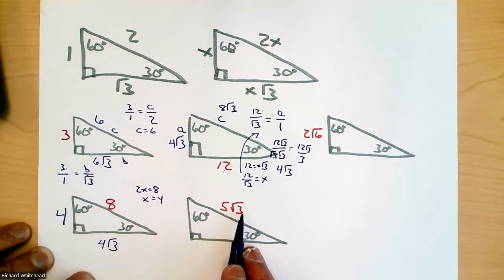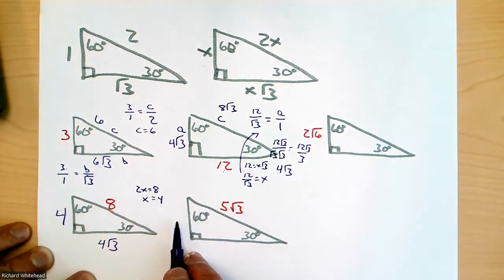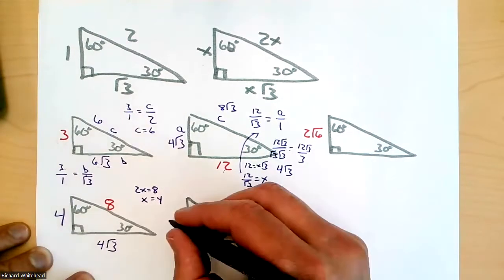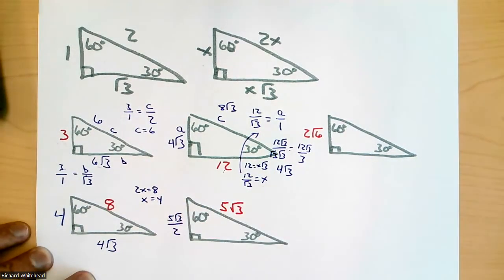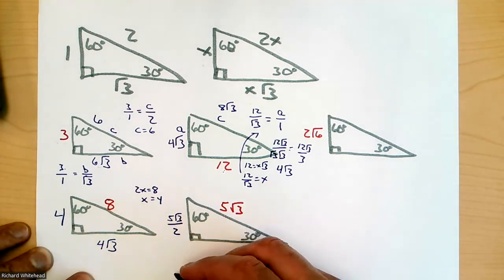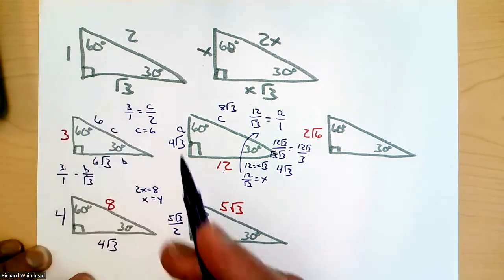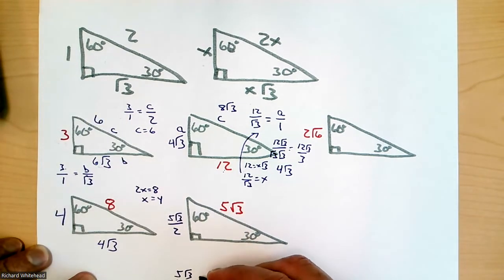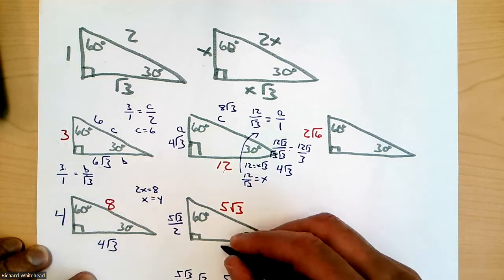See, this one's not going to be as bad, because you say, well, to go from the hypotenuse to the short leg, you just divide by 2. So that would be 5 root 3 over 2, like that. And then to go from short leg to long leg, you multiply by root 3. So times root 3, so that would be 5 times 3 over 2. So 15 over 2.